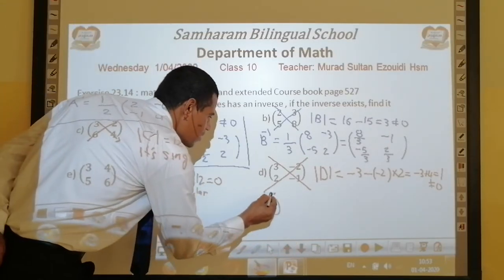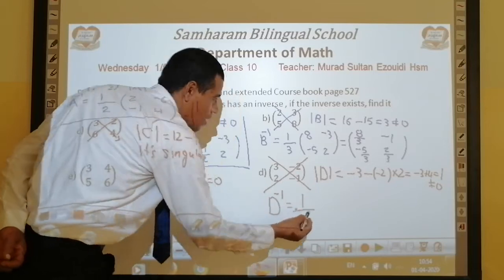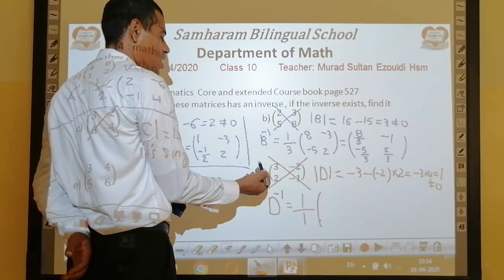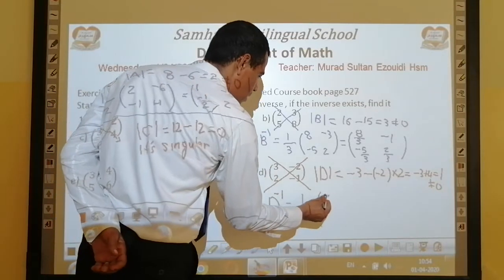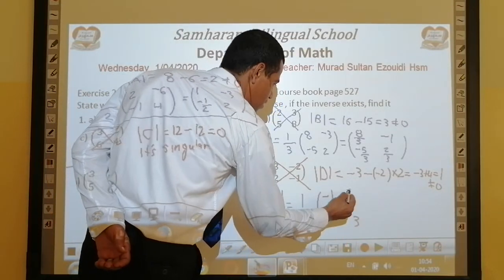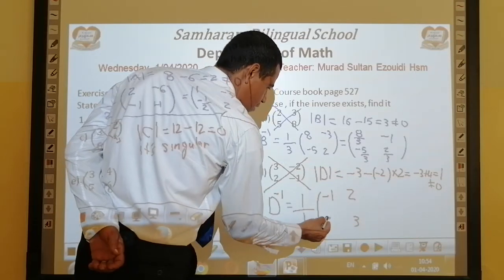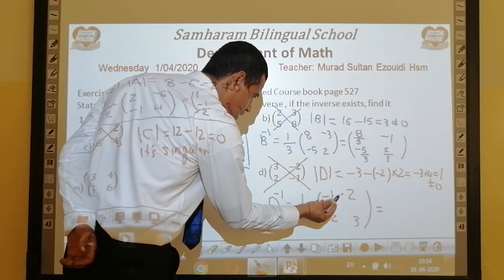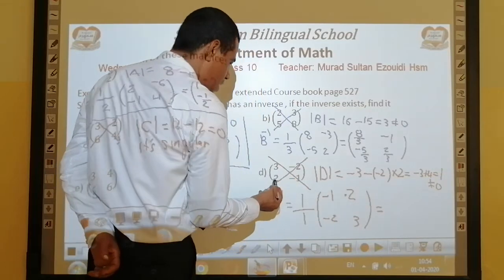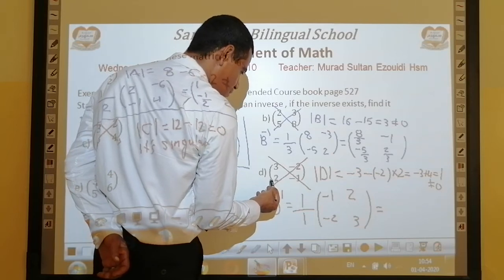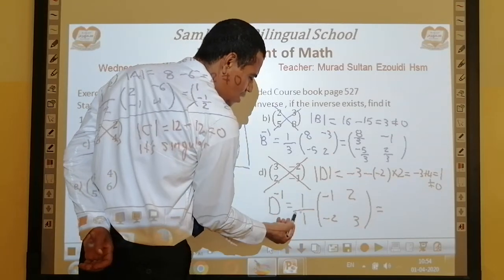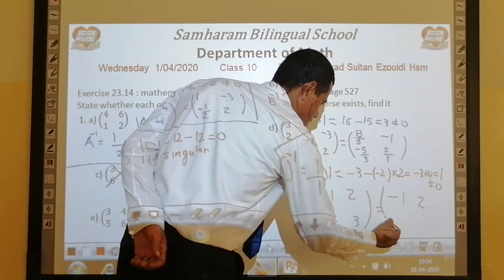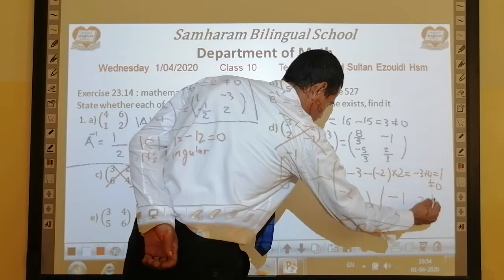The inverse of D means 1 divided by the determinant, multiplied by the adjoint of the matrix D, which is -1, 3, then this is 2, -2, and this is -2. Why? Because this is negative, I will put another negative. Negative gives positive. Then this is 2, I will change the sign of 2, it will be -2. 1 divided by 1 is 1, and 1 multiplied by this matrix will be the same: -1, 2, -2, and 3.